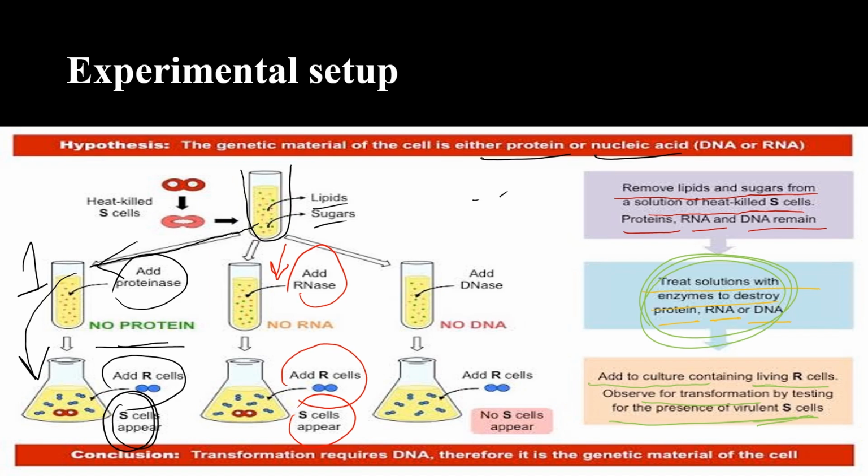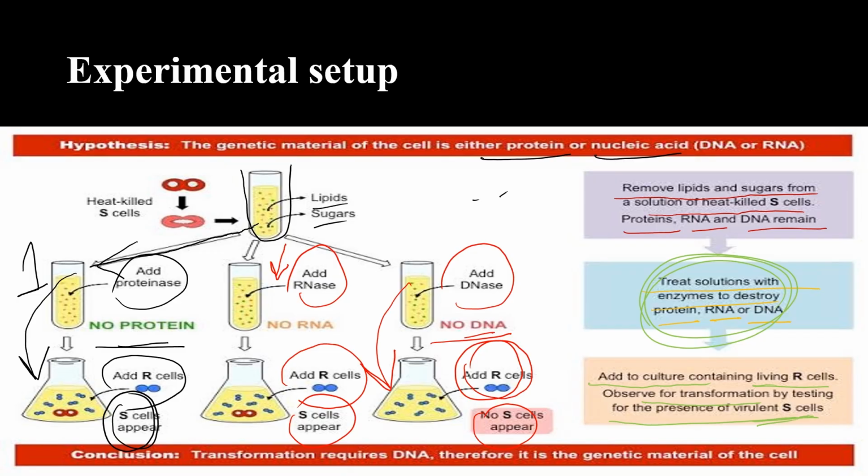Now we come to the third test tube that had protein, RNA, and DNA. We added DNase. No DNA was there. DNA was destroyed. So this solution was transferred to the flask that already had live R cells. After transferring this solution to this flask, scientists observed that no transformation occurred. No S cells appeared here. Only live R cells were there. So they confirmed that the DNA was carrying the genetic information, because when it was destroyed, no transformation occurred.